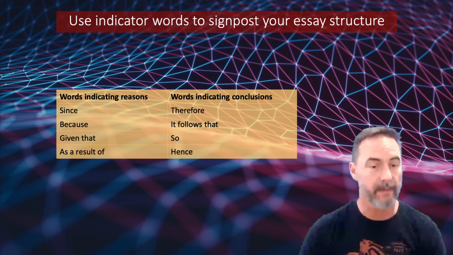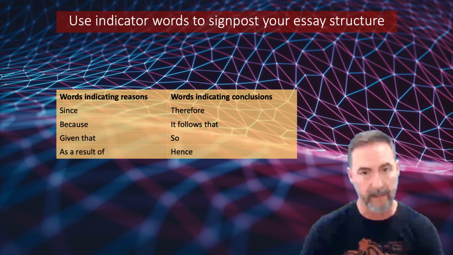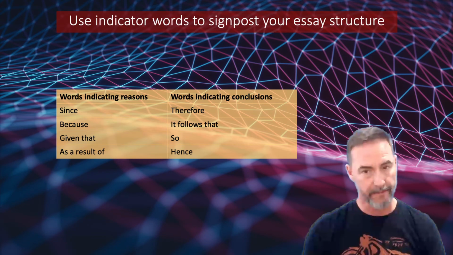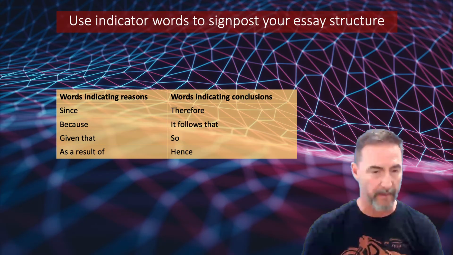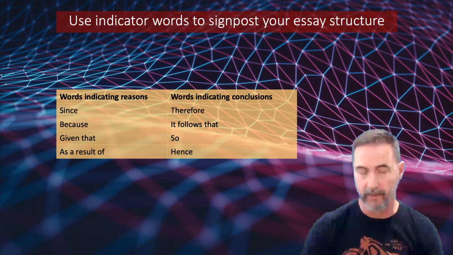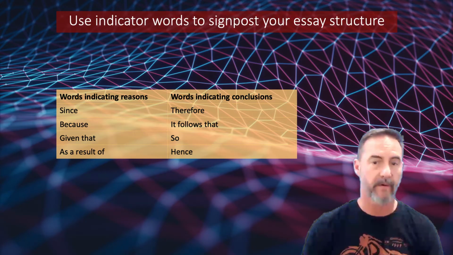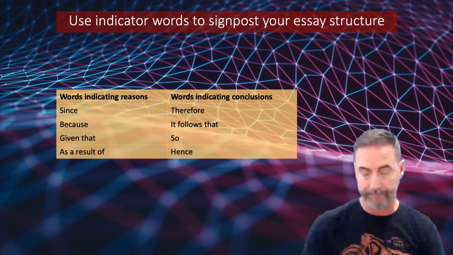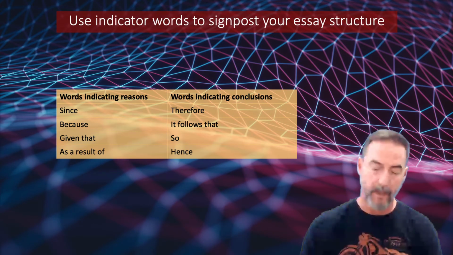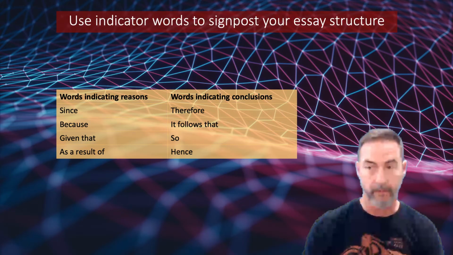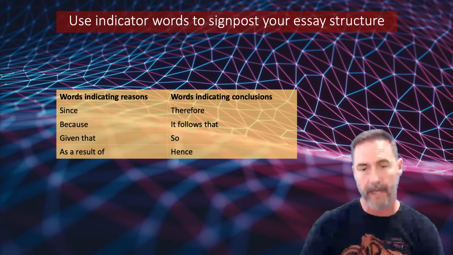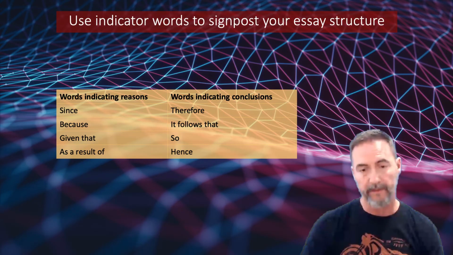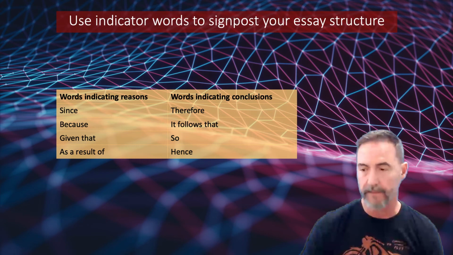In the context of argumentation, at least, and the construction and evaluation of arguments, we want to have words that indicate the reasons that we're about to give. Words like since and because and given that and as a result of, which all suggest that we're offering reasons. What follows next will be a reason. And whatever reasons we therefore present will together suggest a possible conclusion. And words indicating that we're arriving at a particular conclusion include therefore, it follows that, so, hence, and so on.